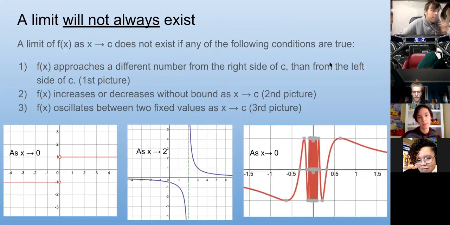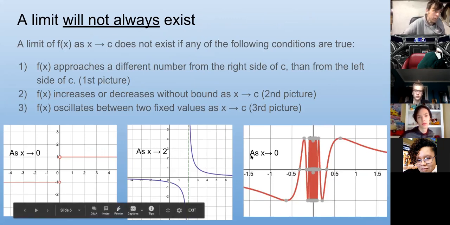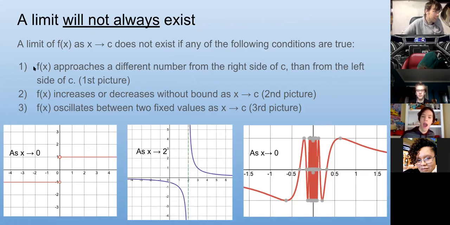All right. There are three cases where a limit does not exist. So these are illustrations of these cases down below. So the first one is f of x approaches a different number on the right side than from the left side. So that's what we just looked at right here. On the left side, it approached -1. On the right side, it approached 1. Therefore, no limit, or the limit doesn't exist.